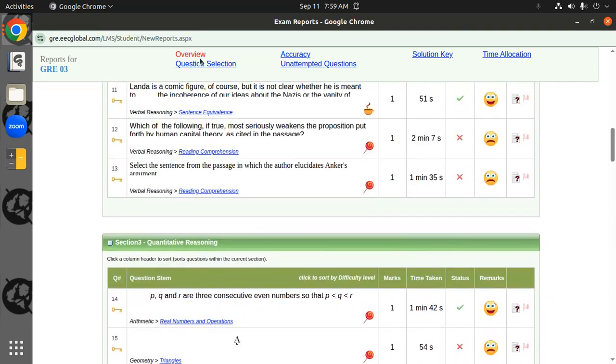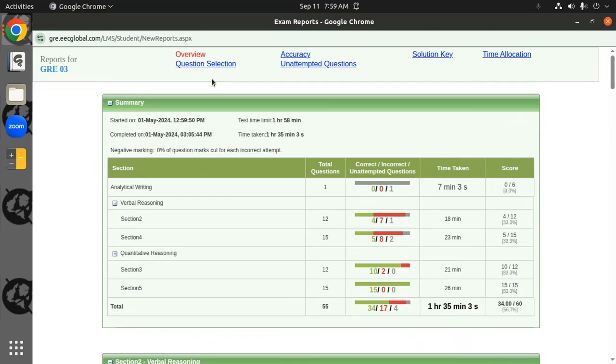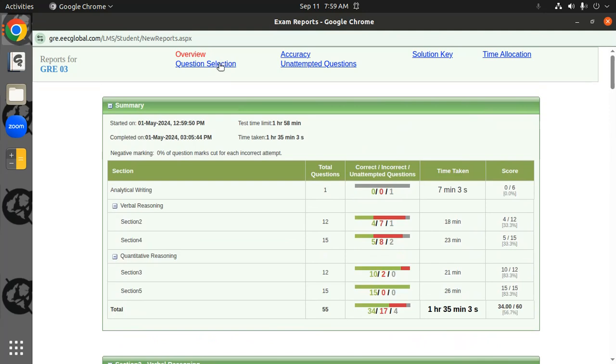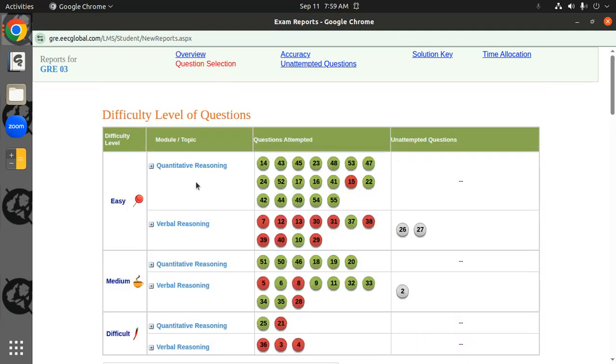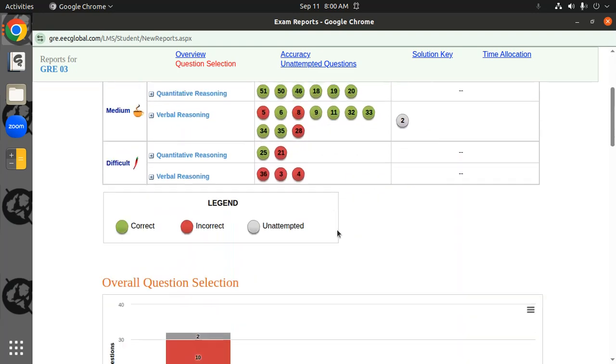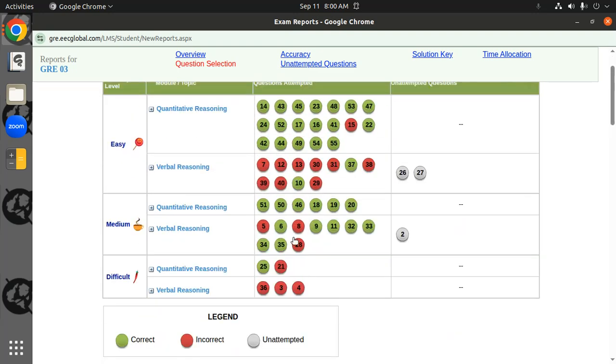So this is the overview screen. The overview screen is also the same as the detailed overview. Then next, question selection. So quantitative reasoning, verbal reasoning, question selection. Questions attempted are in green. Questions attempted but incorrect are in red. Questions not attempted are in gray color. It indicates the question number as well. So this is the question selection.